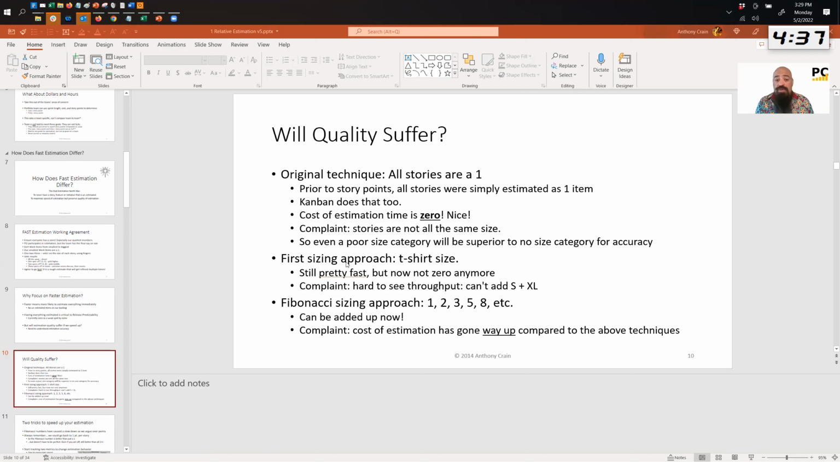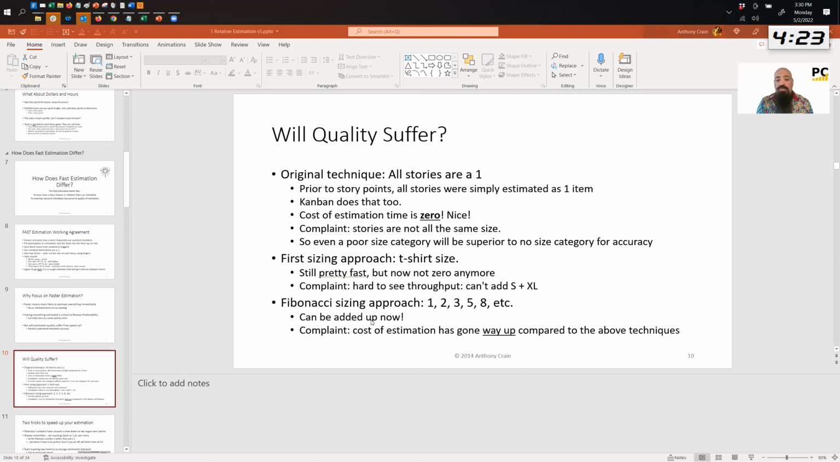The other thing is t-shirt sizes. Some people like to use those. We don't like those because they're fast, but you can't add them up. So you can't load sprints by mathematics with a small plus an XL. What's that? Unless you have some kind of mapping, in which case you may as well use Fibonacci.